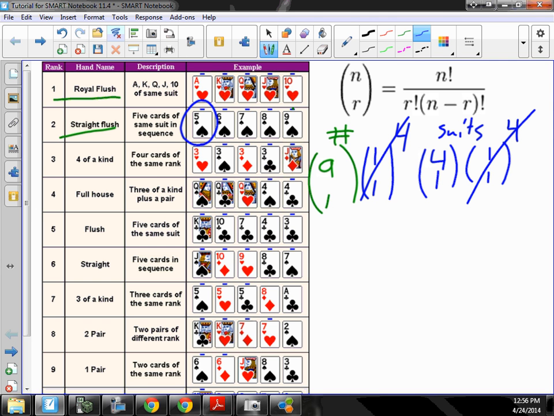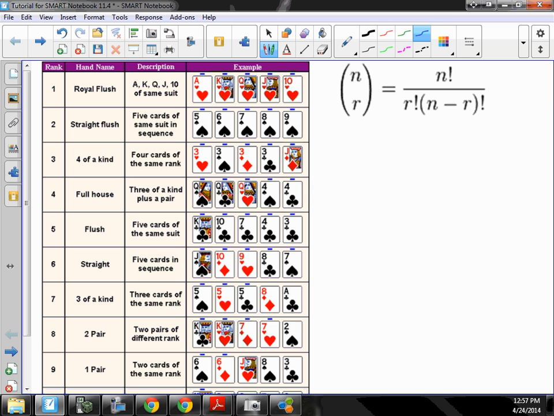So what is 9 choose 1? 9 times 4 choose 1, 4, so there are 36 straight flushes. And just so you know, if you divide that, 36 divided by 2.5 million, it's like 1 in 10,000 choices. I mean, it's ridiculously small, the chance of getting one.